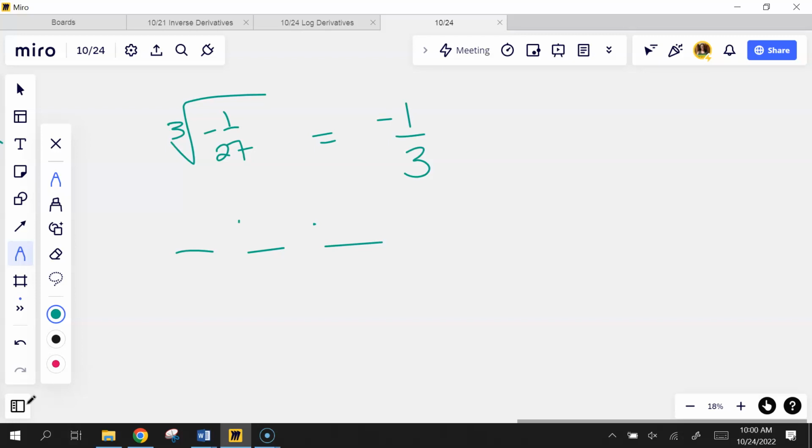Somebody help me say this a different way for the people that don't understand it. Odd roots can have negatives because of three times. Negatives cancel out to a positive, and then it brings back to negative. Okay.